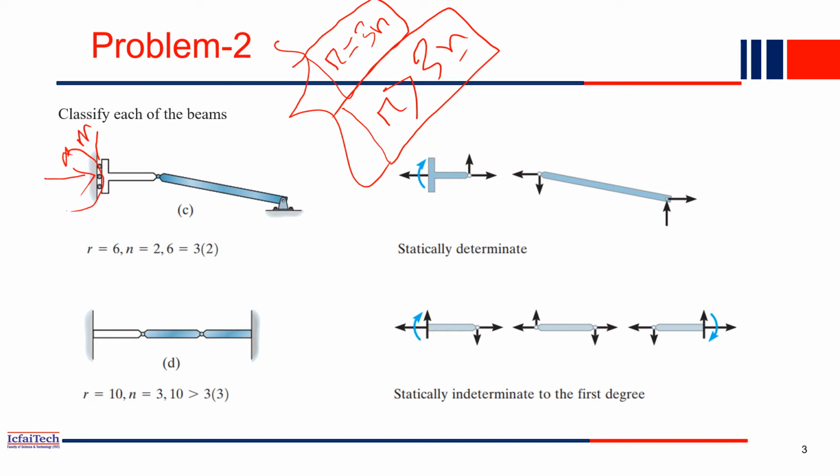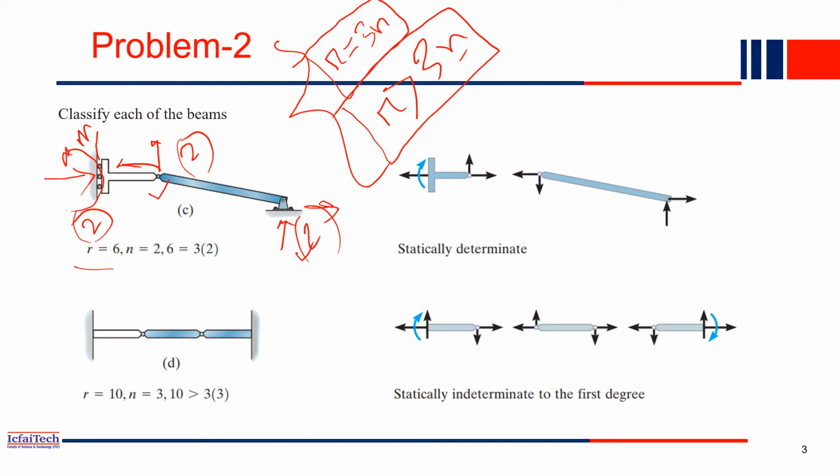So from this support you will get two reactions, and this joint is a pin joint. Each pin joint has two reactions, as you already know, in two directions: a vertical reaction and a horizontal reaction. This is also a hinge support, and a hinge support also has two reactions, horizontal and vertical. So how many reactions are there in total? Two here, two in this joint, two in this one. So total 6. That's why R is 6.